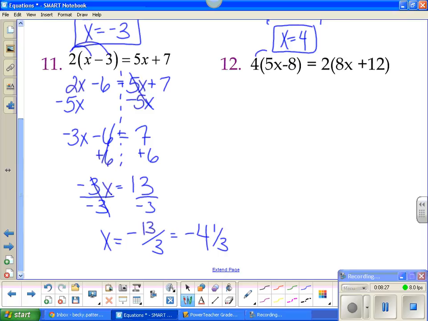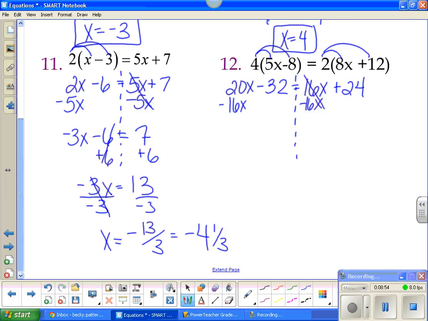Number 12, we've got to distribute on both sides. So distribute on the left-hand side first. That's going to give me 20x minus 32 equals 16x plus 24. Here's my wall. And you don't have to do this dotted line if you don't want to, but it helps some people. To move my x, I'm going to move this positive 16x, so I'm going to subtract him. 20x minus 16x is 4x. Bring down my minus 32 and my positive 24.